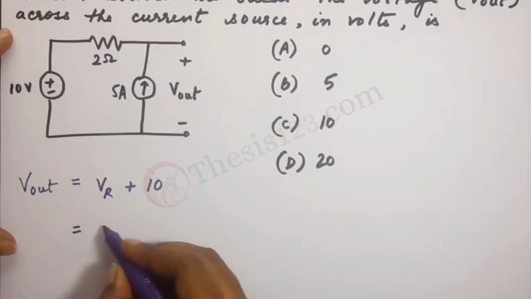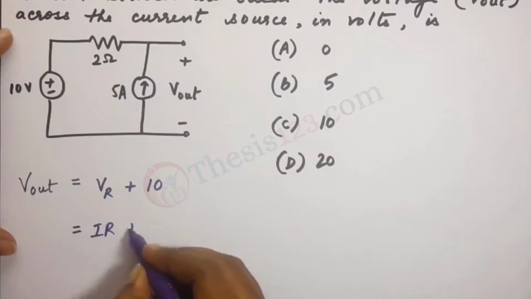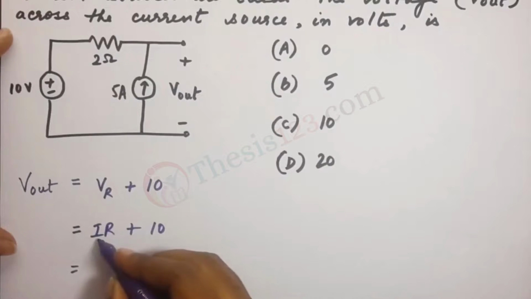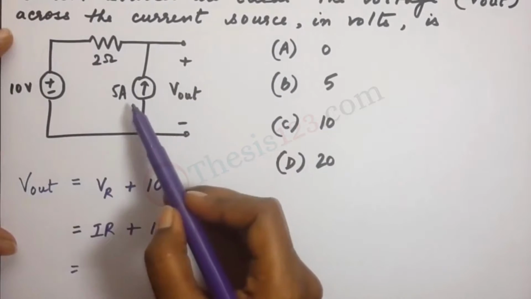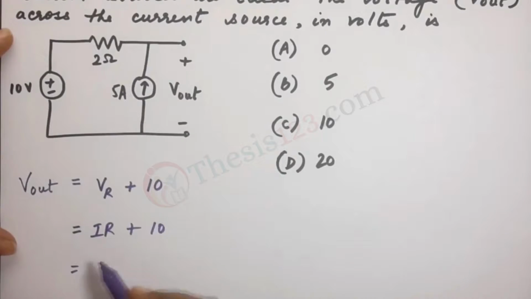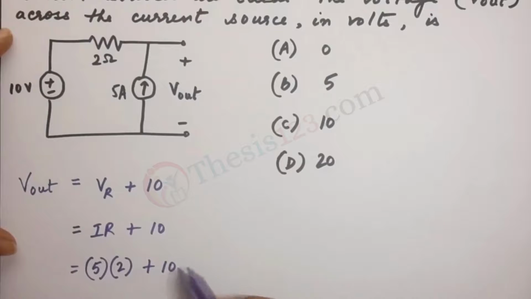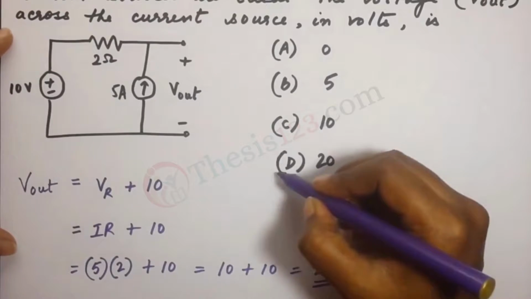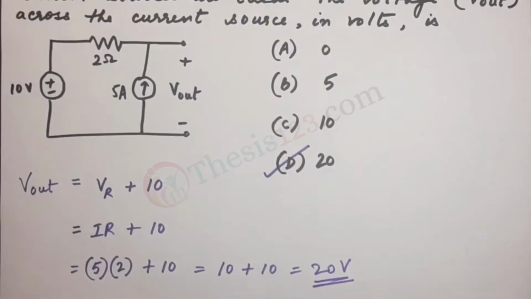VR is the voltage across the resistance. Now V is IR. IR plus 10. Now the current that is passing through this resistance here is 5 amps, because this is the current source and that's the current that is entering this resistor. So that's 5 into the value of the resistance, which is 2, plus 10. So that gives us 10 plus 10, which is 20 volts. So the voltage across the current source is 20 volts and it matches option D.